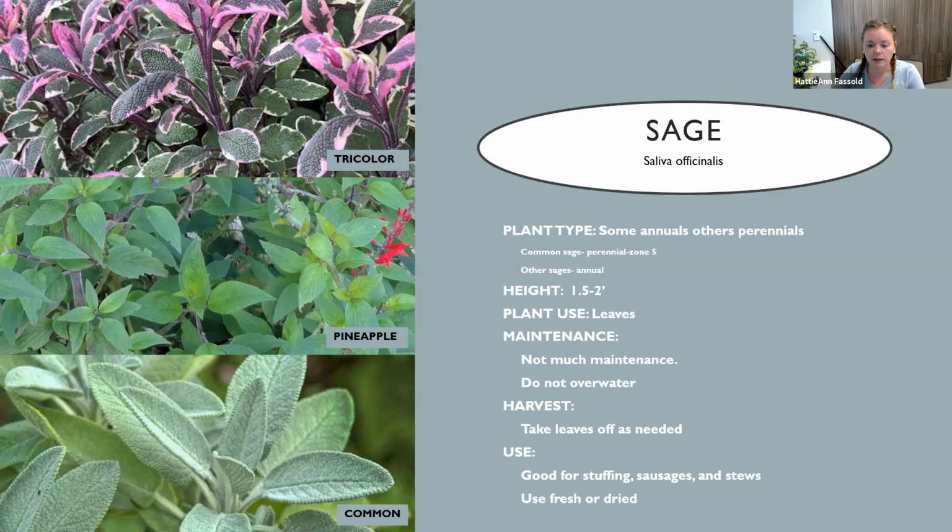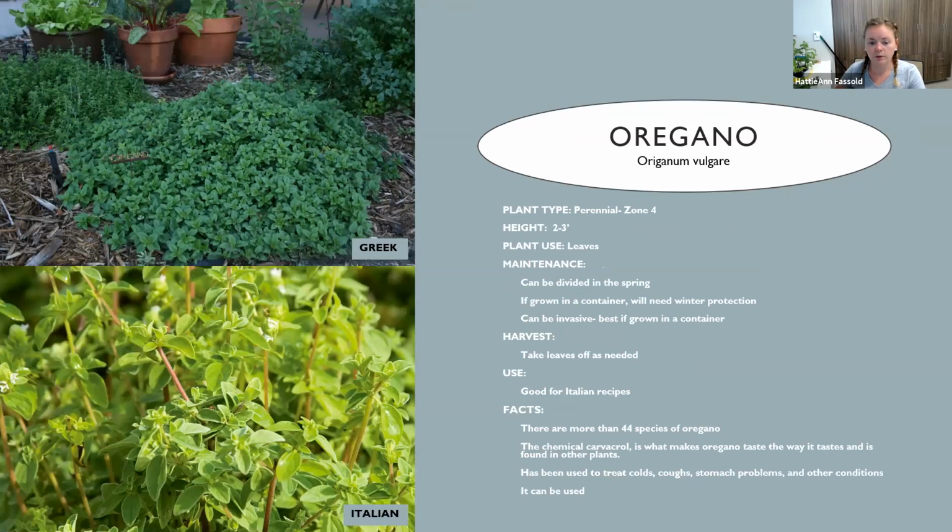As far as maintenance, again, just not overwatering. And then these are good for stuffing, sausages, stews, and they can be used fresh or dried, is what's best for them. So next is oregano.